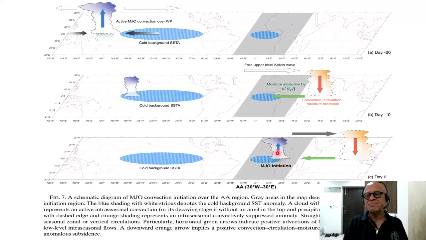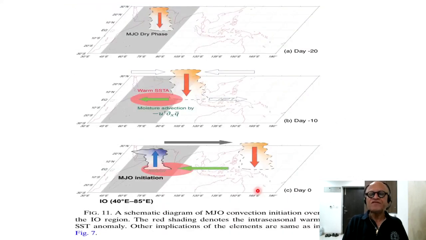So this is the main process in the genesis happening over the Atlantic African part between 30 west and 30 east. If we move now to the Indian Ocean, this is the convection genesis of MJOs over the Indian region, which is what happens most of the time, and you can see that maybe these are more associated with the El Nino type of background interannual variability.